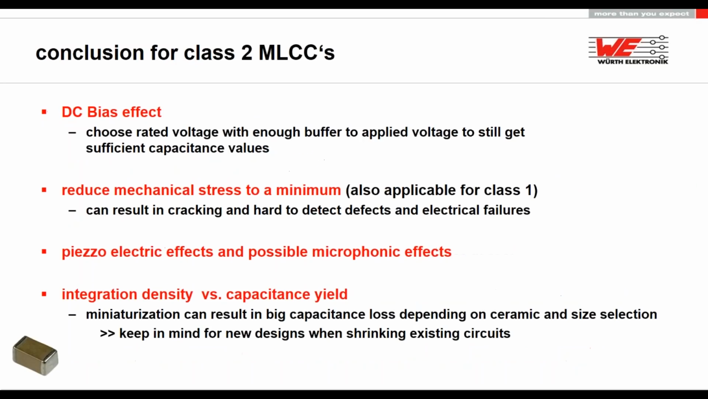And as I said, for the MLCCs, please consider you have a DC bias effect. You should reduce the mechanical stress to a minimum on the PCB level to avoid the cracking, but this is also applicable for the class 1. Piezoelectric effects you have to consider, and also possible microphonic effects. Integration density is a topic. If you shrink something, especially if you go for new designs, keep in mind if you take existing circuits and shrink it, capacitance yield can change, and so this really can be problematic.